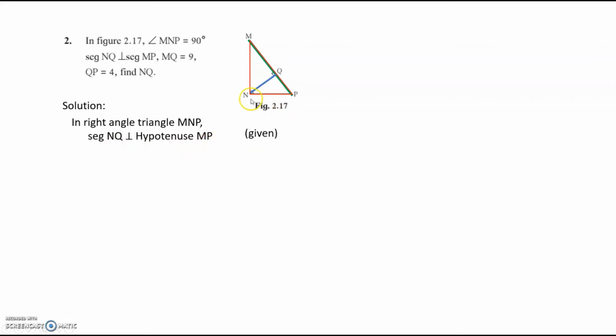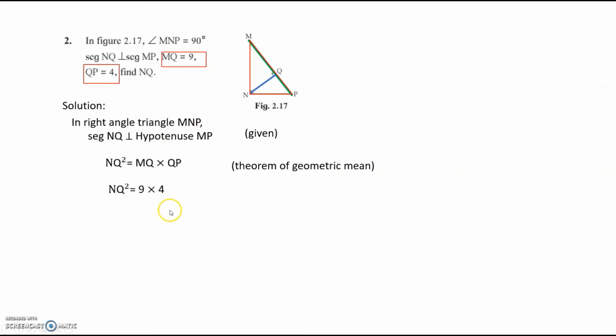So now here we can apply the geometric mean property, that is NQ square is equal to MQ into QP. The reason will be theorem of geometric mean. Let's substitute the values. Here we can see MQ is 9, QP is 4. So we'll put it up. NQ square is 9 into 4. And so we will get NQ square equal to 36.